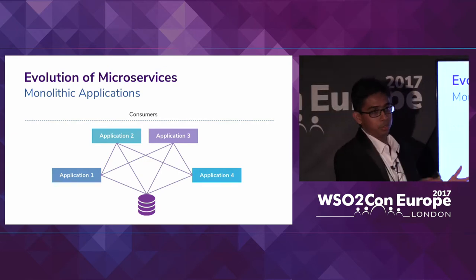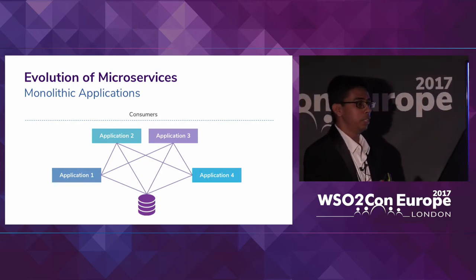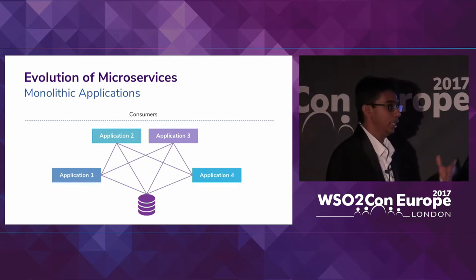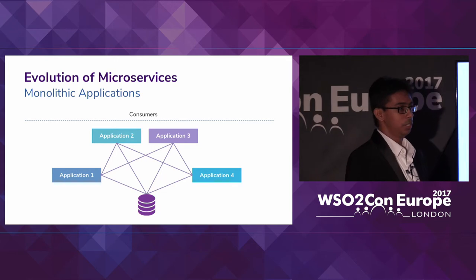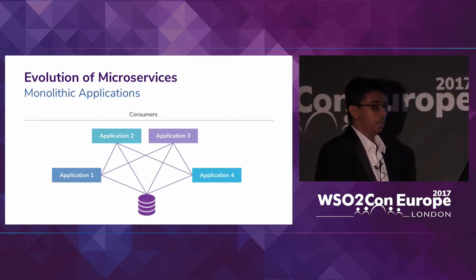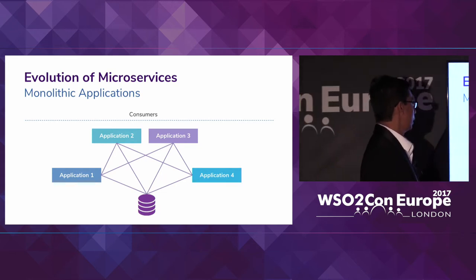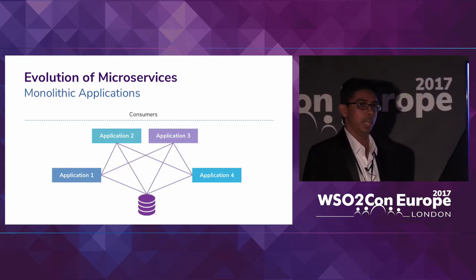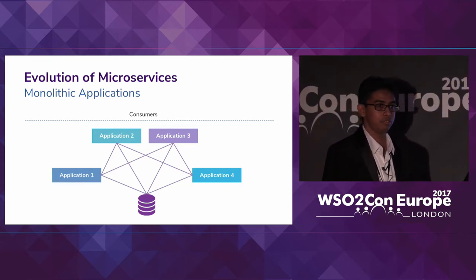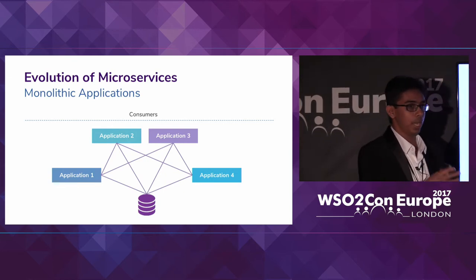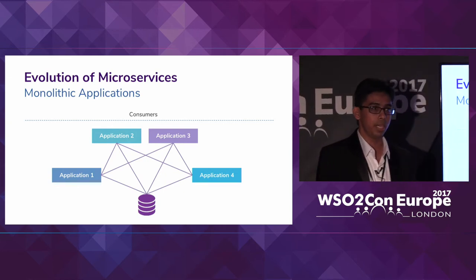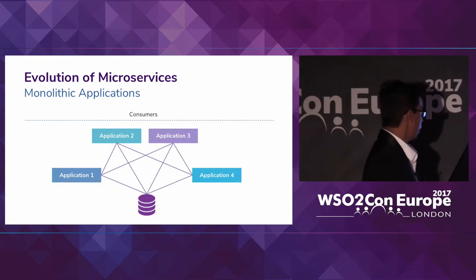I would like to walk you through some of the key aspects of how enterprise architecture has evolved during the last couple of decades, right? To start with, monolithic applications. We used to build our software systems as a set of applications. These applications address a particular business domain, a set of business requirements.